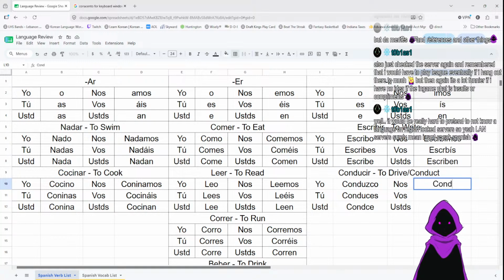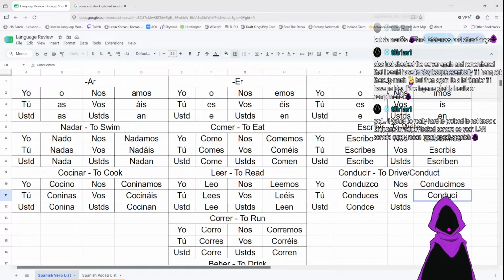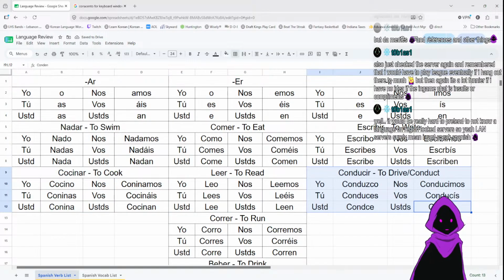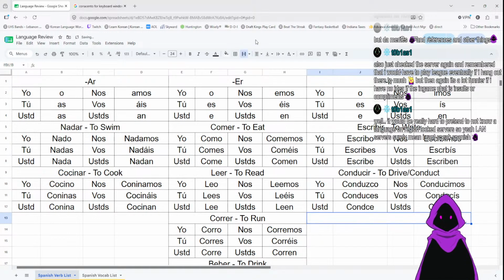Now we got conducimos. Conducis. What, alt one? What? Yeah, I got you. I'm learning my commands, guys. We're getting there. We got conducen for they. Making sure I'm not doing this wrong because I got my reference sheet right in front of me, just in case. If any of these are wrong and anyone knows the proper forms, do not hesitate to correct me.